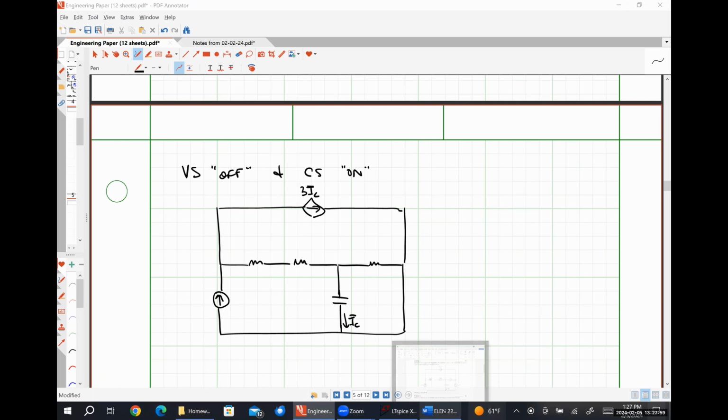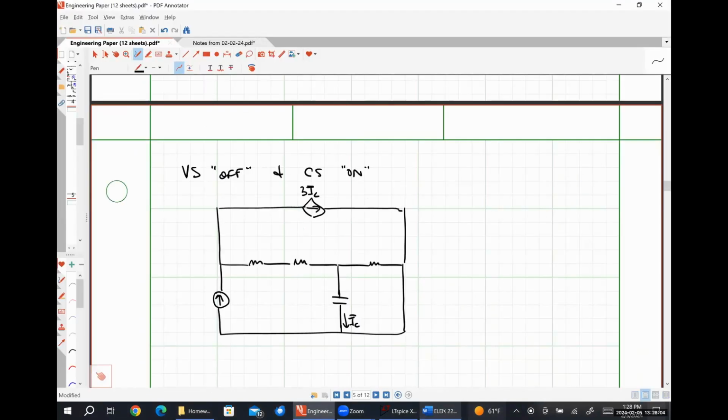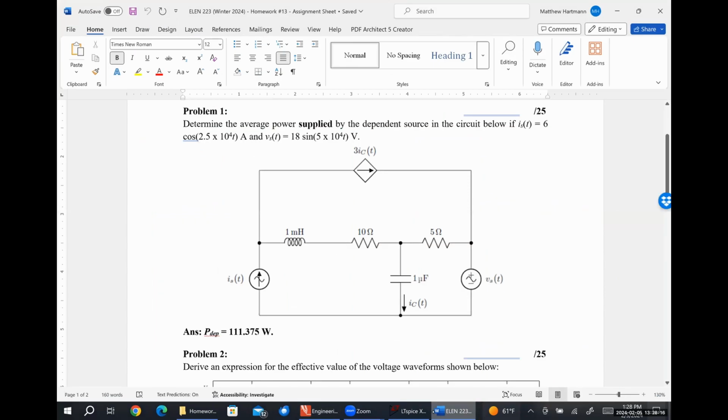All right, so let's pop back over here. 6 angle 0. 10 and 5. Let's see, so my frequency is half as large. So the impedance of my inductor should be half as large, and the impedance of my capacitor should be twice as large.